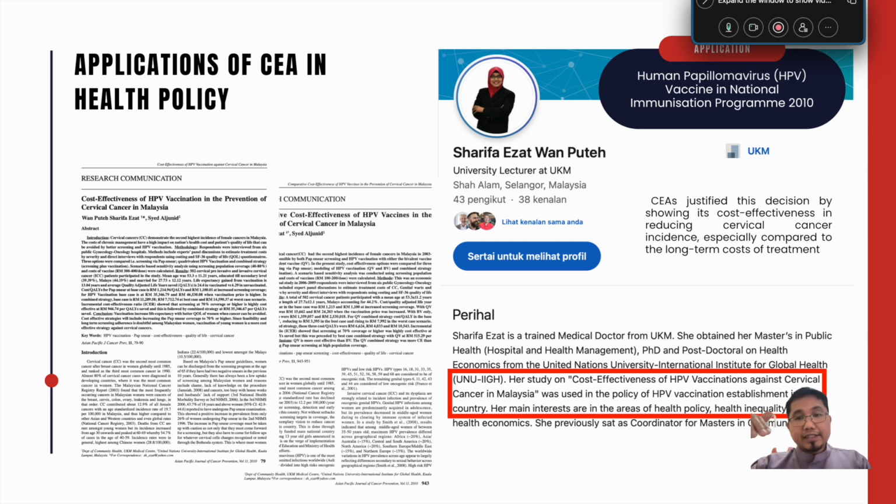So based on that study, the human papillomavirus vaccine, I mean the HPV vaccine, has been incorporated in the National Immunization Program since 2010. So basically, her PhD actually affected health policy in terms of incorporating the HPV vaccine in the National Immunization Program. That is one example.